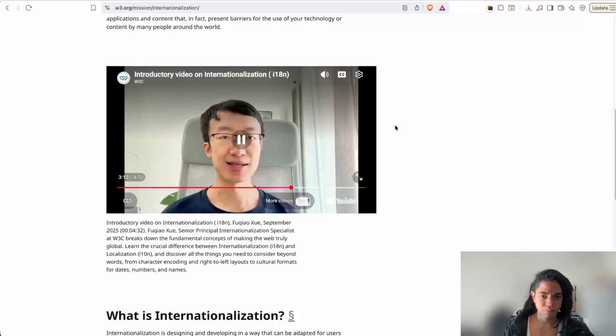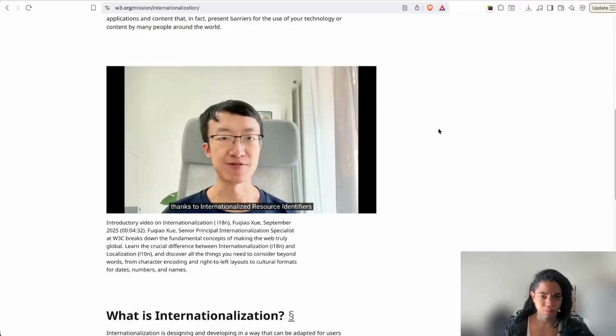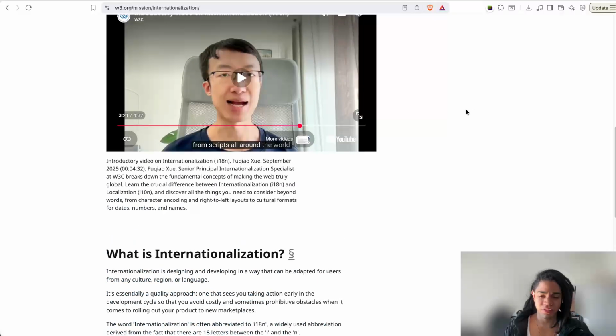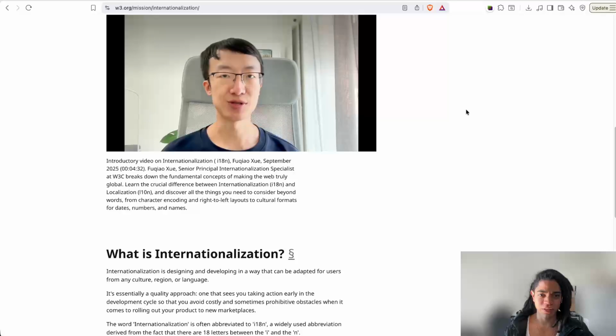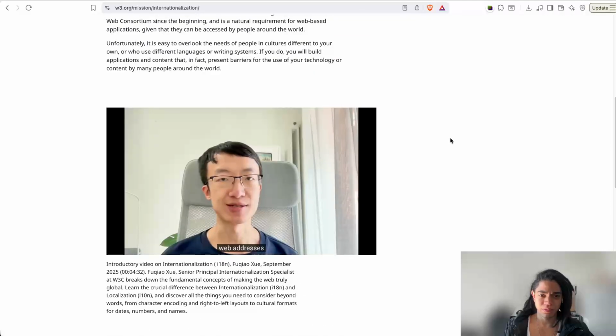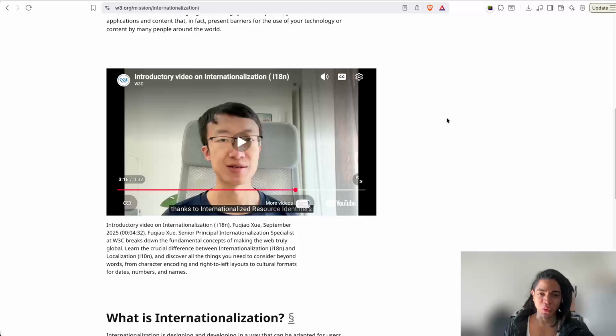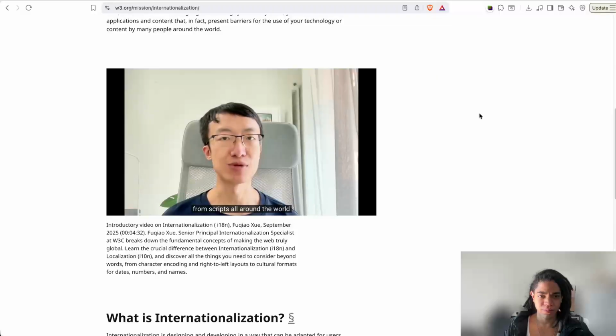Internationalization also applies to web addresses. Thanks to Internationalized Resource Identifiers, or IRIs, web addresses can include characters from scripts all around the world.